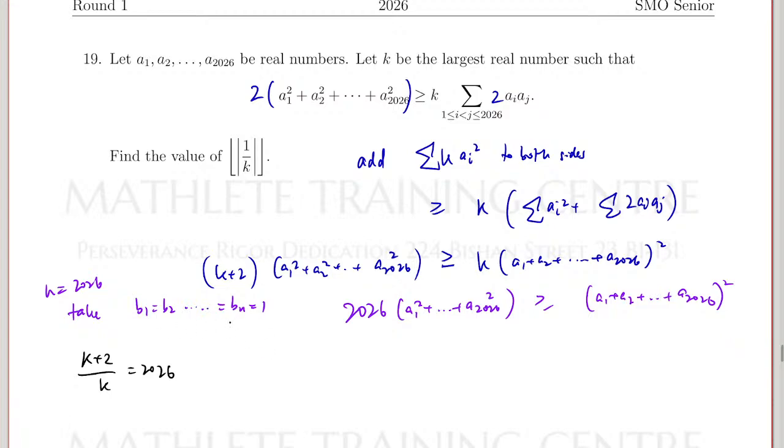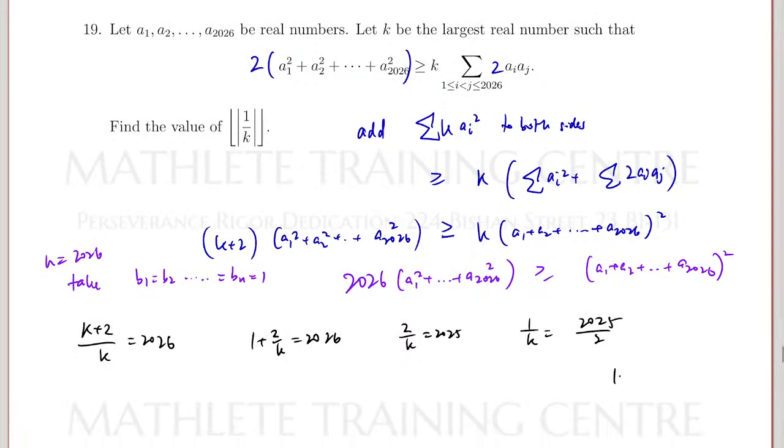So how do we find the value of k? You can see that 1 plus 2 over k is 2026. So 2 over k is 2025, 1 over k is 2025 over 2. Absolute value, round down, will be 1012. Yeah, I think that's correct.